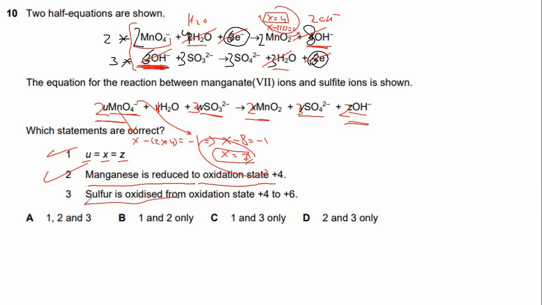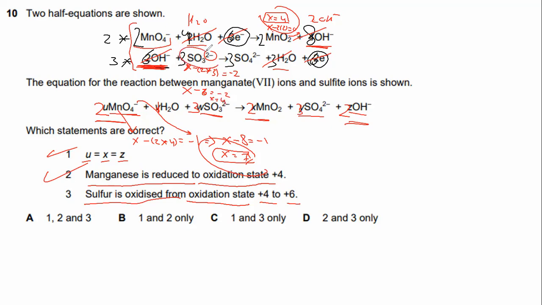Sulfur is oxidized from oxidation state +4 to +6. Guys, sulfur here is x, oxygen is -2 times 3 equal to what? Equal to the charge. So this one will be equal to -2. In this scenario, x minus 6 equals -2, so x will be 4.